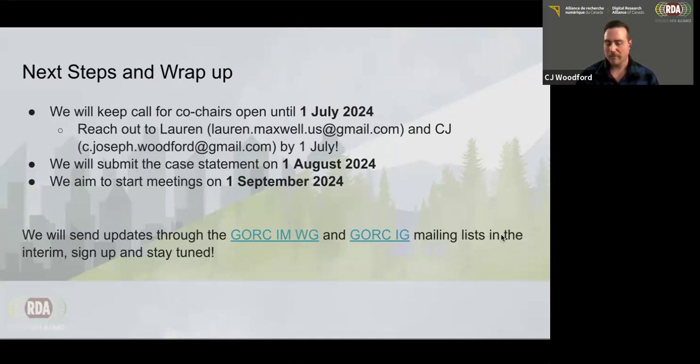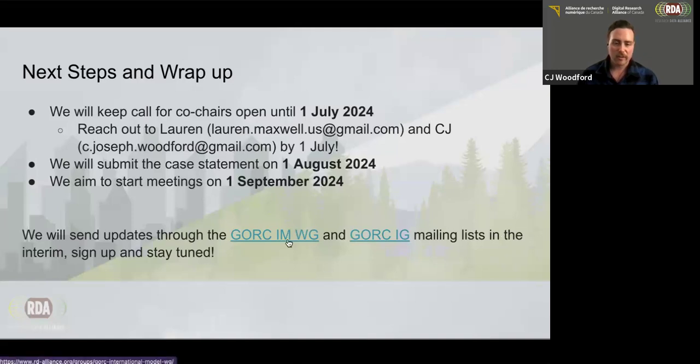The updates for this group, because it's affiliated with the GORC International Model Working Group and the GORC Interest Group, we're going to be sending updates in the interim through those groups, as well as emailing people directly that have signed up on the collaborative notes. But because this group isn't formally ratified within RDA, we're going to be using the GORC mailing lists as appropriate.